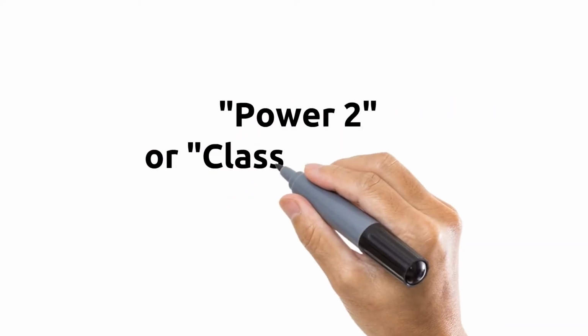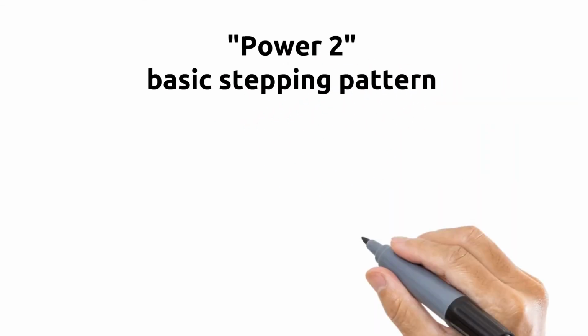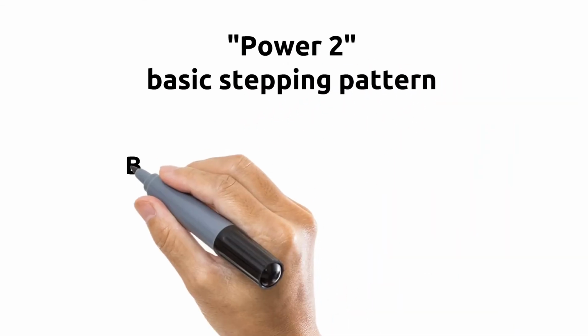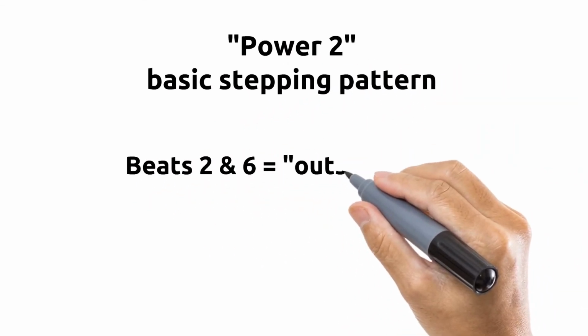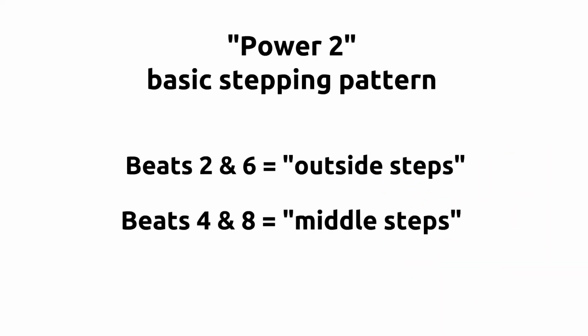This stepping pattern is now known as Power 2 or Classic Mambo. And although Power 2 isn't used as much anymore, it's the basis for the salsa stepping pattern that we still use today. When it comes to the Power 2 basic stepping pattern, we can refer to those break steps on beats number 2 and number 6 as the outside steps, and the other steps on beats number 4 and number 8 as the middle steps.